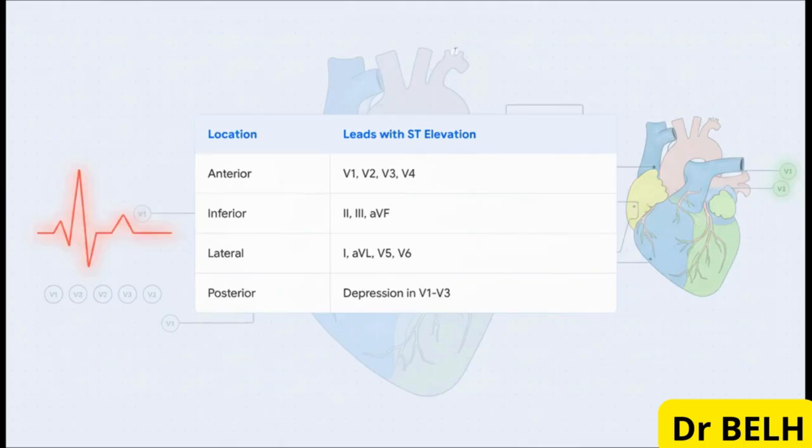And once you've identified that dangerous tombstone-shaped ST elevation, this chart becomes your map to the emergency. For example, if you see those shapes in leads V1, V2, V3, and V4, you know the damage is happening on the front wall of the heart. If you see them in leads 2, 3, and aVF, you're looking at the bottom wall. This chart doesn't just tell you that something's wrong, it tells you exactly where the fire is.